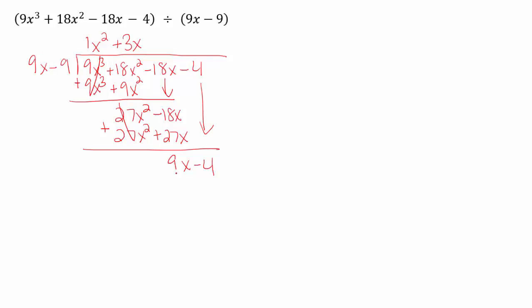9x times what is 9x? And that's going to be a plus 1. 1 times 9x is 9x. 1 times negative 9 is negative 9. So when I subtract, these will go away. Negative 4 minus negative 9 is going to be a positive 5. And this is my remainder because this power now, it has no x, is less than this power. So I'm done. I can't go any further.